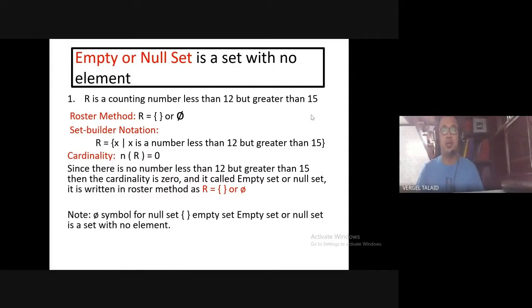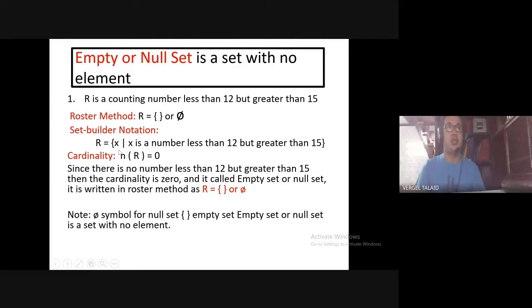So therefore, in roster method, you have to write R is equal to empty. This is a symbol of empty. And this is a symbol of null set. So if you are going to write a null set, you don't need to put braces. There are no braces in the null set. So meaning, it has no element. Because there is no number less than 12 that is also greater than 15. Confusing, right? Less than 12 and greater than 15.